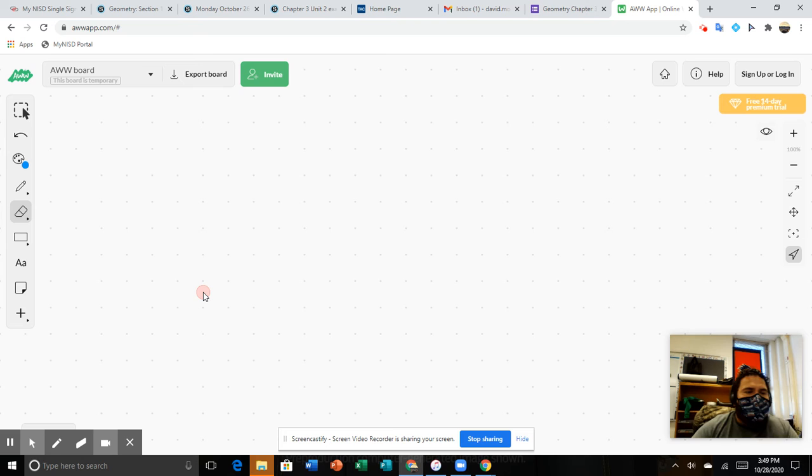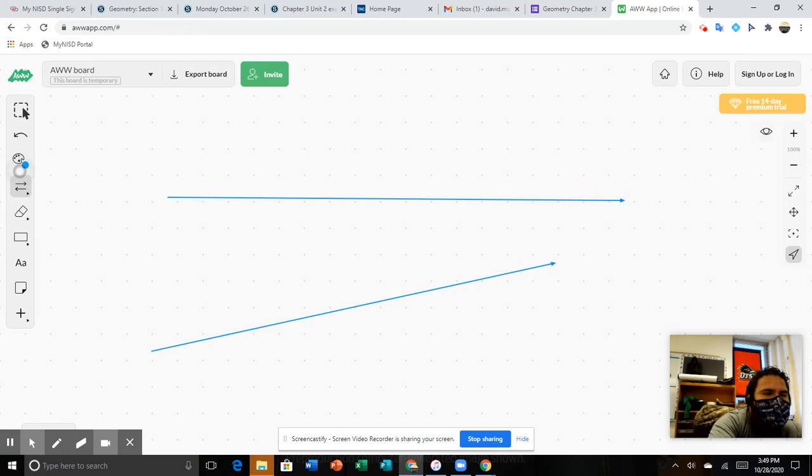Now I want to talk a little bit more particularly about these angles. Sorry about that. Let's draw some more lines. Again, here are my two lines, no particular direction, and then just a transversal.